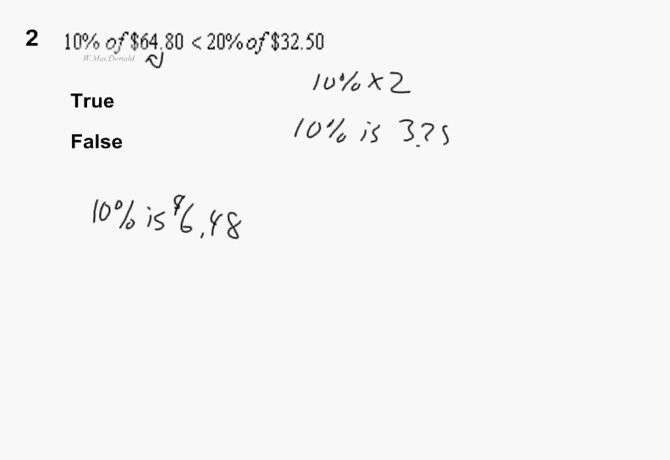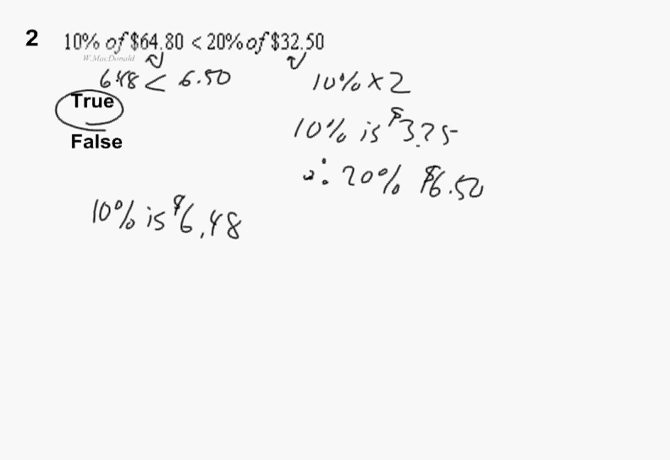So for 10%, I know that I take my decimal and I move it one place over. So 10% is $6.48. 20% is really 10% times 2, right? So 10% is $3.25, because I move my decimal one place over. So therefore, 20% would be double that, which is $6.50. Okay, so now we can put down $6.48 is less than $6.50. Is this true? Yes, it is. So we circle true. Now remember, there's a lot of work I had to put into that to prove that it was true.